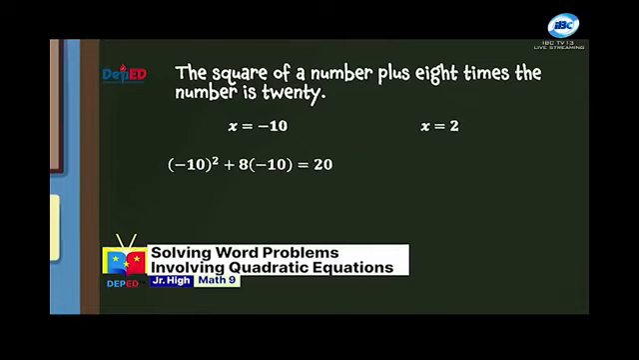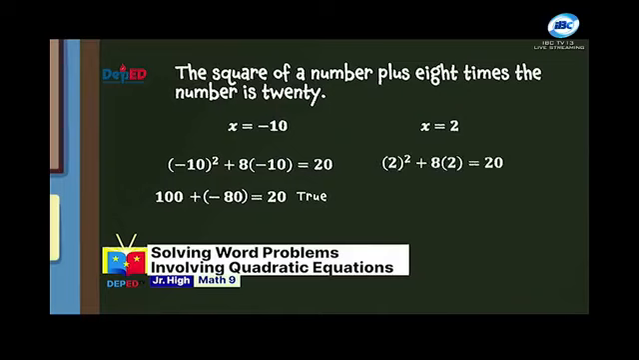This means that the square of negative 10 plus 8 times negative 10 must be equal to 20. The square of negative 10 is 100. 8 times negative 10 is negative 80. 100 plus negative 80 is 20. So, the equation is true, and hence, negative 10 is the number described in the problem.